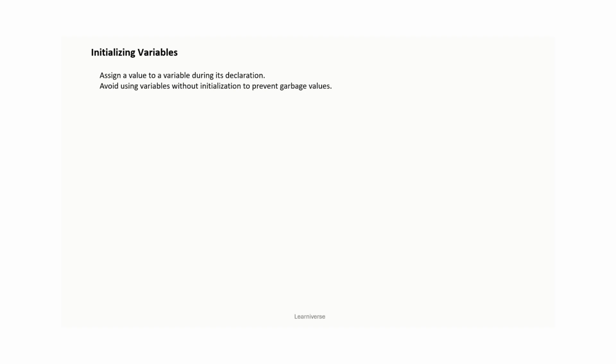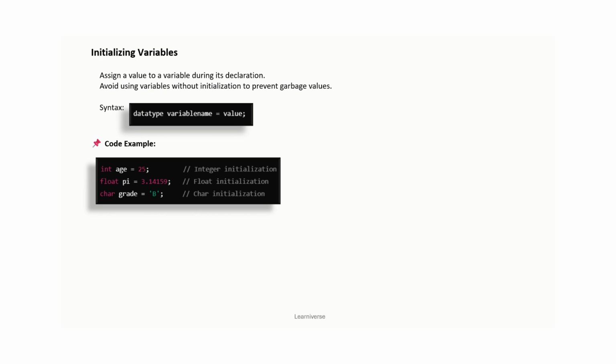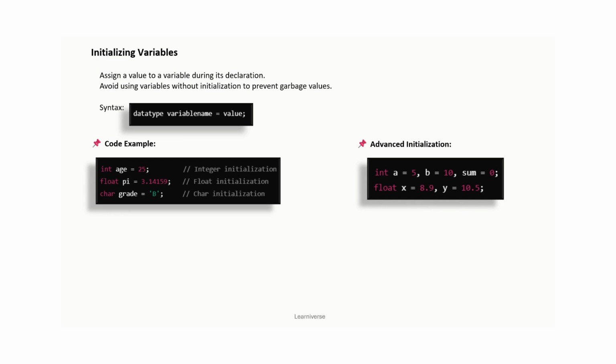So next let's understand the initializing variables part. Initialization is assigning a value to a variable when declaring it. Always initialize to avoid garbage values. For example, in payroll systems, start employee salaries at 0 and update them dynamically. That is one of the use cases. Here you can see the syntax and the examples where it is declared and initialized at the same time. And you can also see the advanced initialization where we are initializing multiple variables.